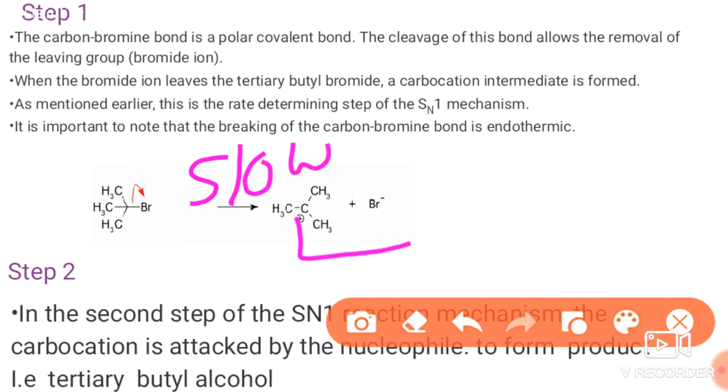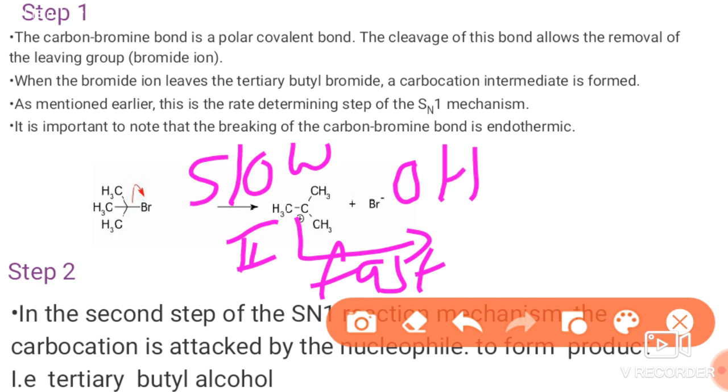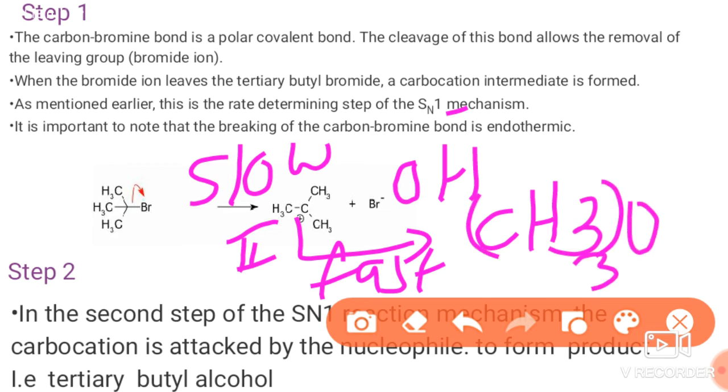The second step is a very fast step. Here the carbocation reacts with a nucleophile like the OH- ion to form the product, that is tertiary butyl alcohol. So this step is a very fast step.